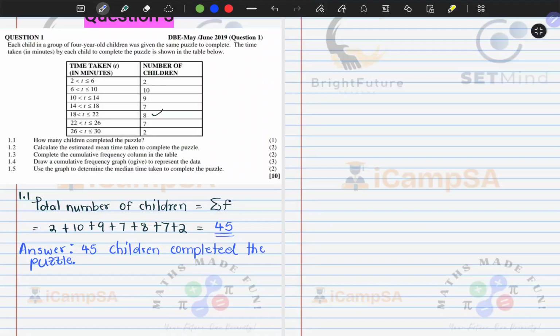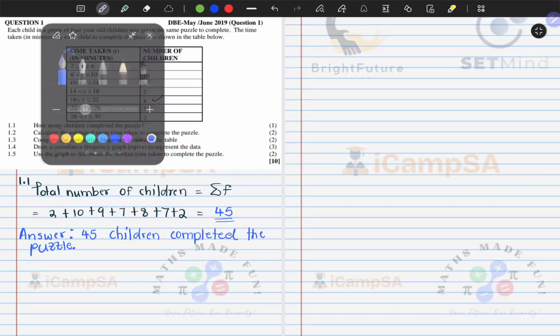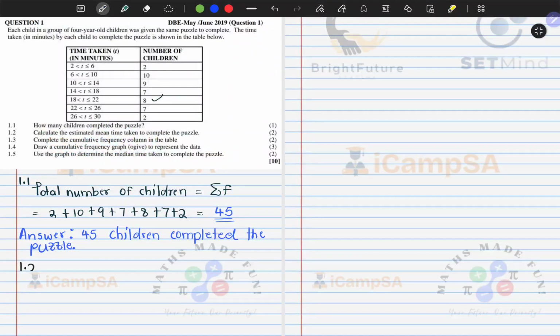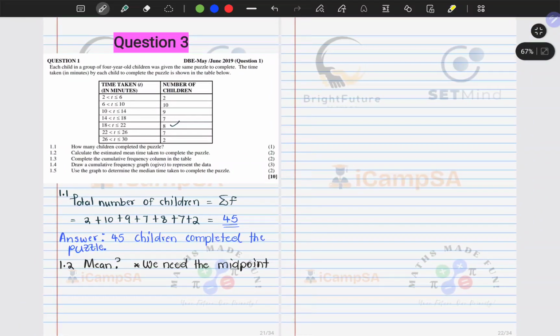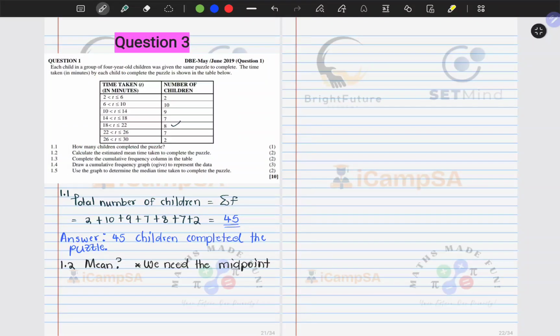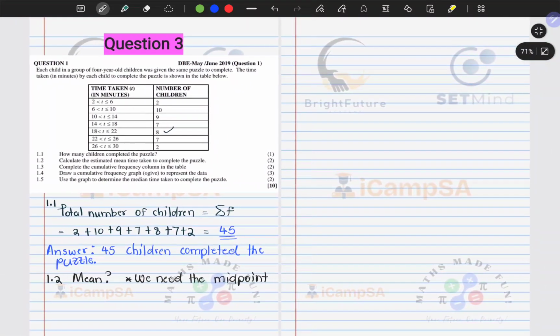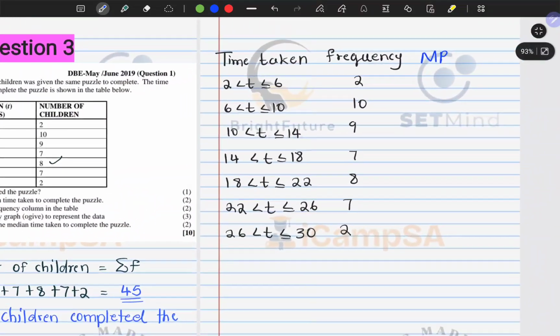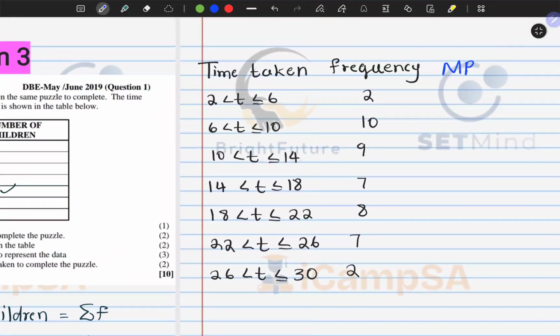And then we are required to calculate the estimated mean time taken to complete the quiz. So 1.2, they're looking for the mean. And we know that for the mean, we need the midpoint, guys. We need the midpoint, okay? So what I'm going to do is to quickly rewrite our table just here. So let's go ahead, guys, now and look at the midpoint.